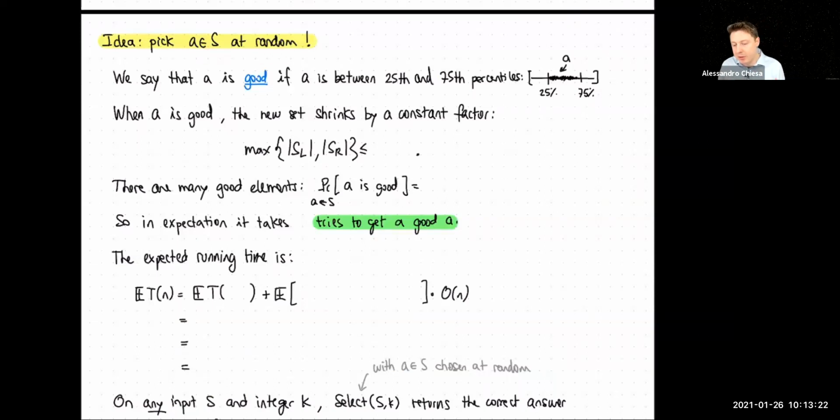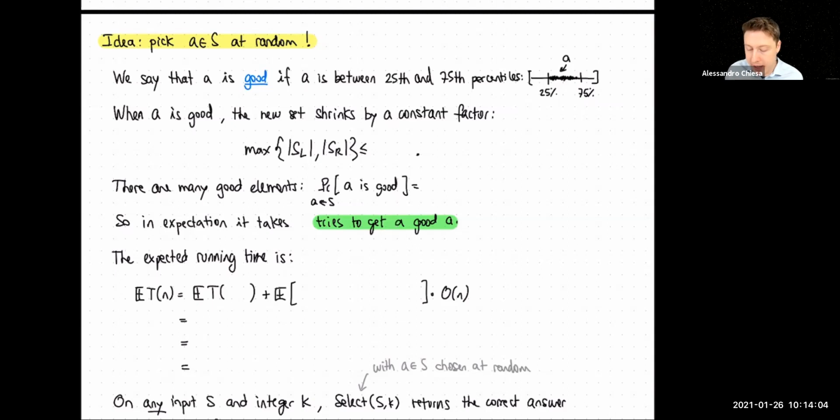Now you might wonder, wait a second, if I pick A at random, the probability that it lands specifically in the middle of the sorted list is pretty small. I understand, but we're going to relax this condition. We're going to call A good if A is between the 25th and 75th percentiles. And 25 and 75 are arbitrary constants. You could pick the 10th and 90th, it doesn't matter. The point is that we're going to let A be good as long as it lands in the middle half of the sorted list. Now, we don't have the sorted list, but we can still define A to be good.